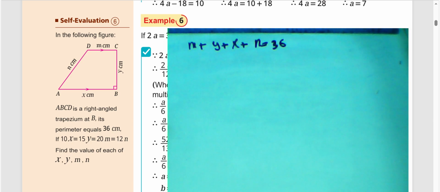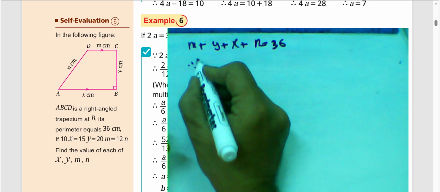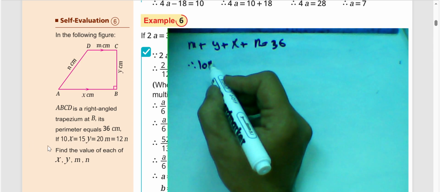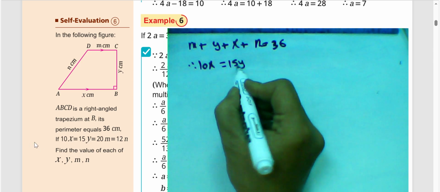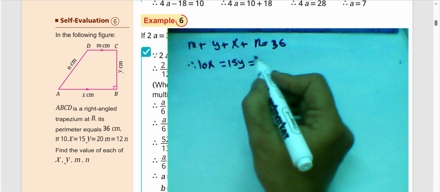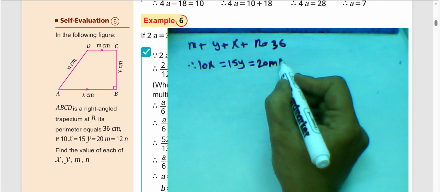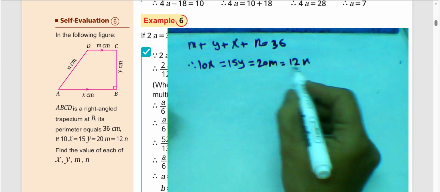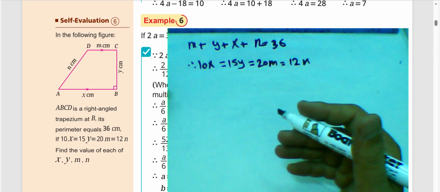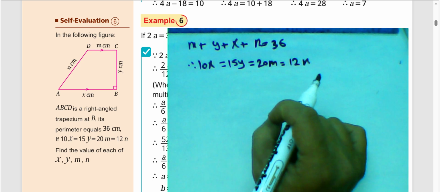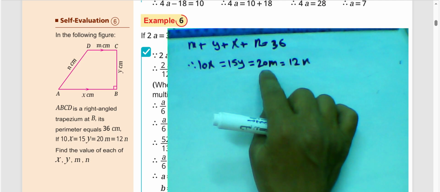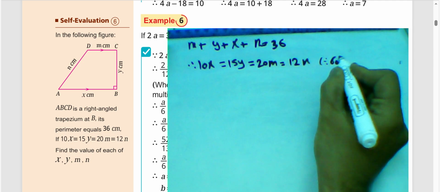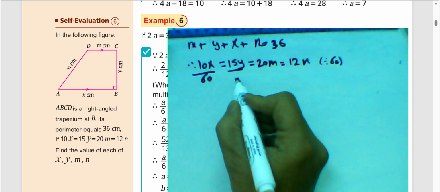And he also gave me the relation here, such that 12x equals 15y equals 20m equals 12n. Okay, now we can simplify this by dividing by the highest common factor between all the numbers, 12, 20, 15, 10. We can divide each one of them by 60.